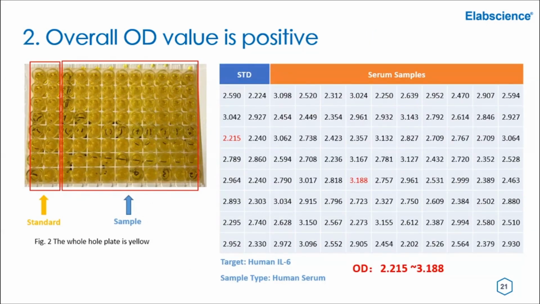Okay, let's move on to number 2. Overall OD value is positive. This is the opposite of the first one. The whole plate became yellow, even the blank well.